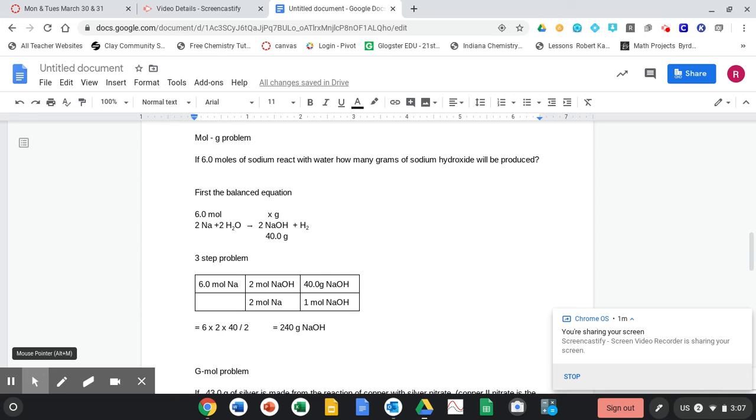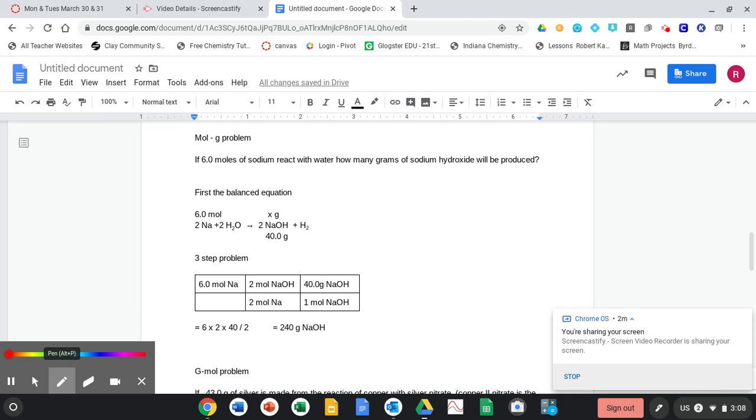Let's take a look at a mol-gram problem next. I have 6 moles of sodium reacting with water. How many grams of sodium hydroxide will be produced? And if you only have it producing sodium hydroxide, good luck ever getting it balanced. It won't balance. Hydrogen is another product, and that's why when you throw any alkali metal in water, they will catch on fire, because the hydrogen will burn.